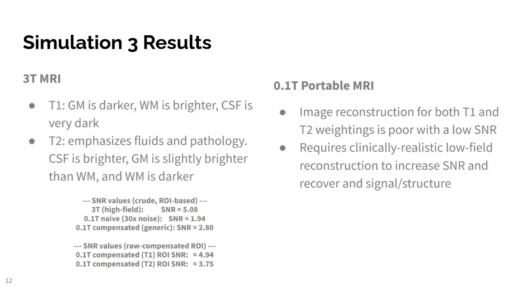For the 0.1 Tesla portable MRI, the image reconstruction for both T1 and T2 weightings is poor with a low SNR, which requires the clinically realistic low field reconstruction to increase the SNR and recover the signal and structure.